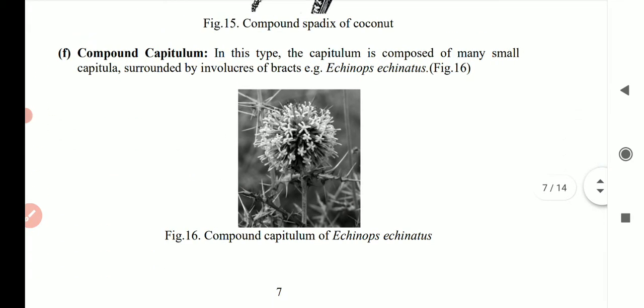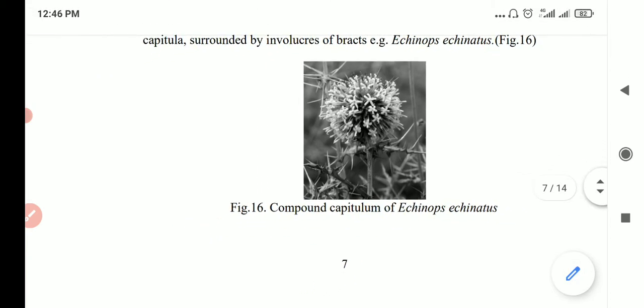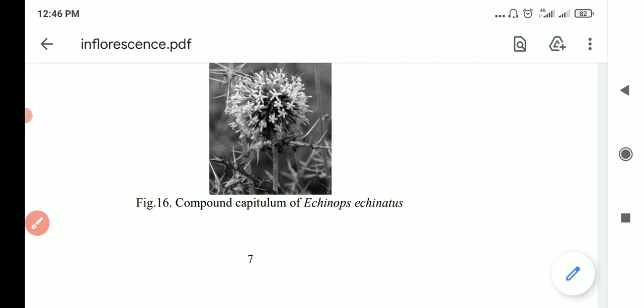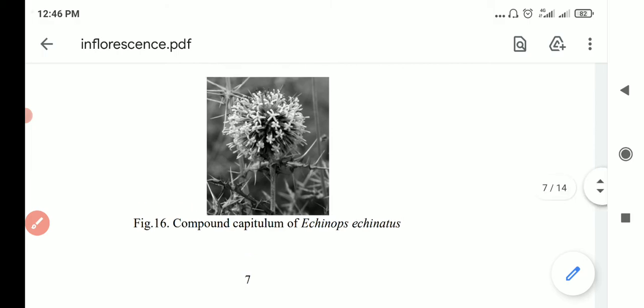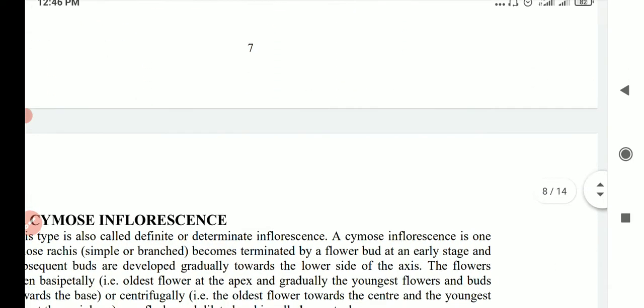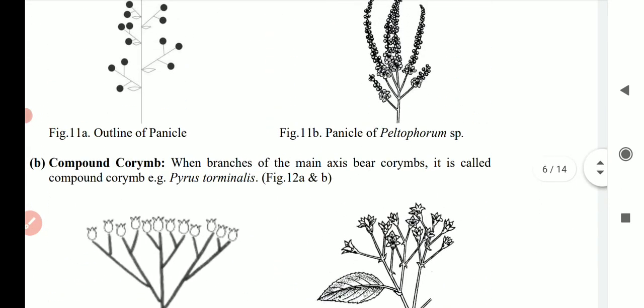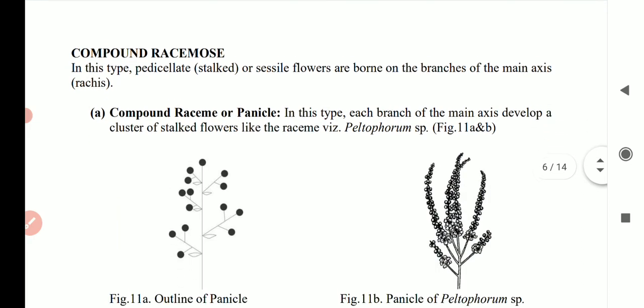Then compound capitulum, remember the sunflower. Now if there are so many tiny sunflowers, it is called compound capitulum. Example is Echinops echinatus. So compound capitulum is Echinops echinatus. Remember that one? Humulus lupulus. Okay, so we are done with the compound racemose inflorescence. There's nothing to be scared of. It's very easy.